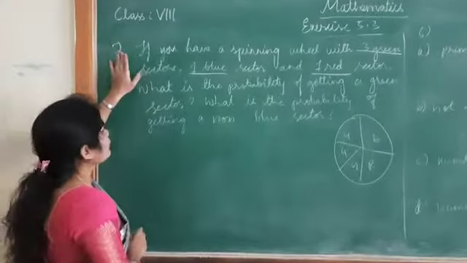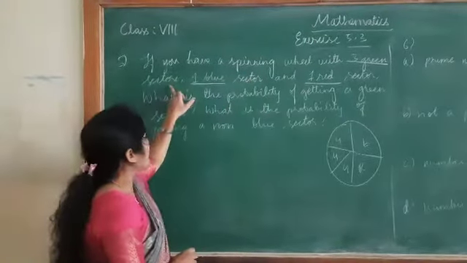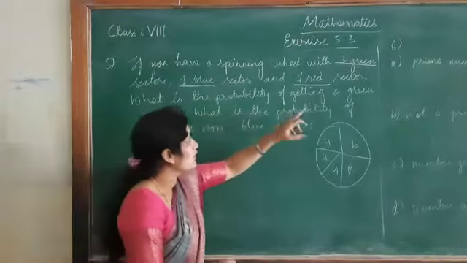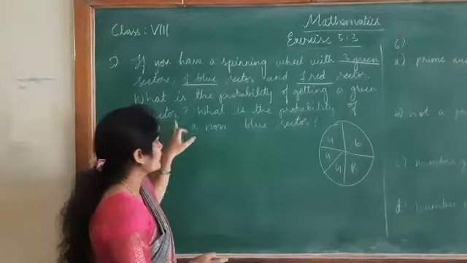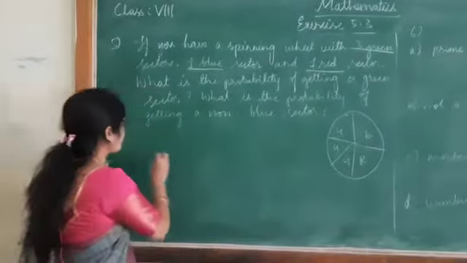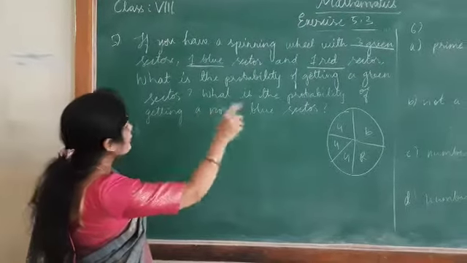Now let us move on to the fifth question. If you have a spinning wheel with 3 green sectors, 1 blue sector and 1 red sector, what is the probability of getting a green sector? And what is the probability of getting a non-blue sector? There are 2 parts in this question. First one is, what is the probability of getting a green sector?